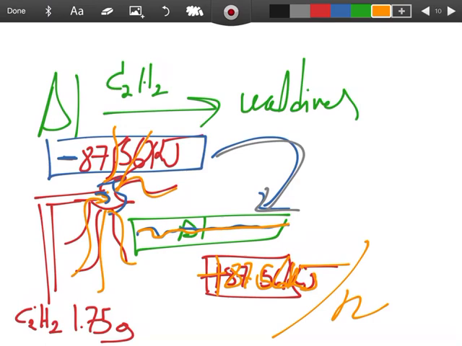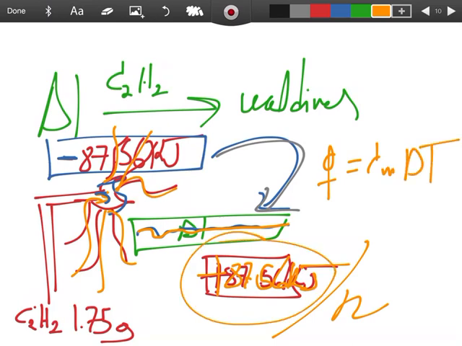The only thing is that the model is ideal, right? If I use Q the same as Cm change of T, and I assume that I am going to transfer the whole amount of heat to the aluminum, it's only the ideal model. But it works quite well for other problems that you will have to solve in your professional life. So I hope that this example has been enlightening.